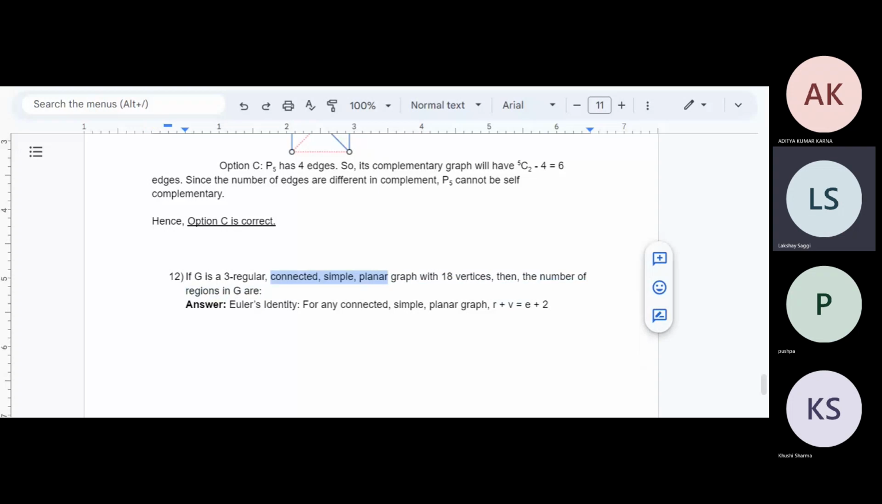So we can use Euler's identity to find the number of regions. We have to find R, and we have been given V, which is 18. But what about E? The number of edges in the graph has not been given. Would any of you, like Aditya or Kushi, see how we can find the number of edges of this graph? It is only given that the number of vertices is 18.